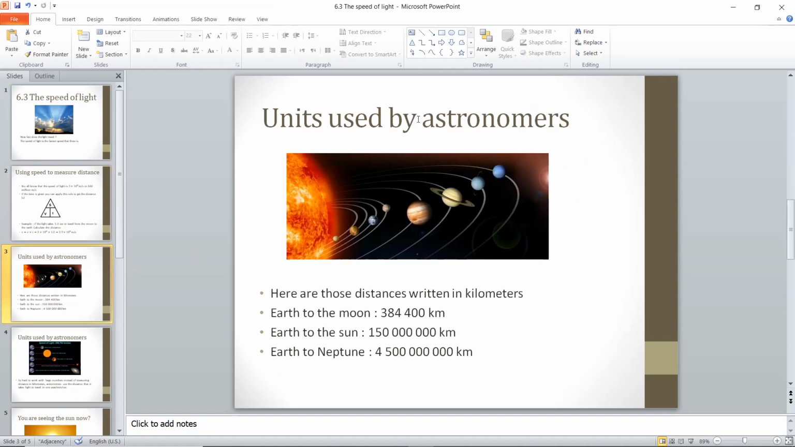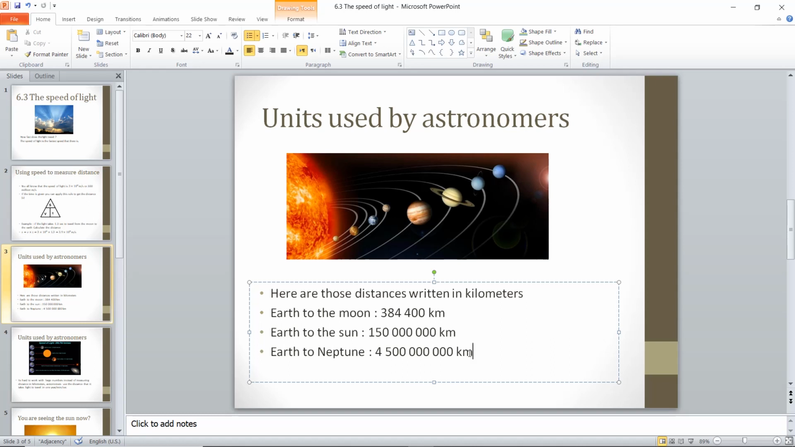Now, units used by astronomers. Of course, we are talking about the distance. There are a lot of units of distance, for example, meters, kilometers, hectometers, decameters, millimeters, centimeters. All of these are units for small objects, to measure small distances. But the distance between the earth and the moon is equal to this number, the earth to the sun is equal to this number, the earth to Neptune is equal to this number. So these are big numbers.